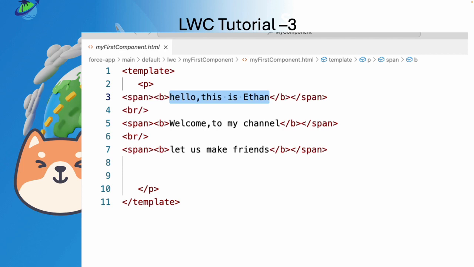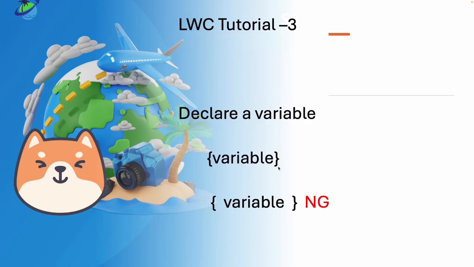Okay, let's explain this with an example. In our previous session, we had an LWC where some phrases like "Hello, this is Ethan," and the following sentence were fixed and unchangeable. Now, if we want these phrases on the screen to be dynamically changeable, we need to define a variable in HTML and then reference this variable in JavaScript to control its changes. Thereby, it will cause the changes in HTML.